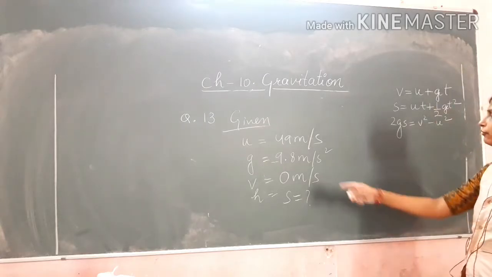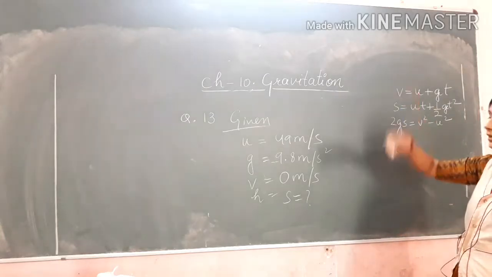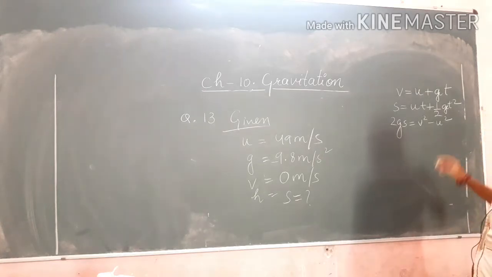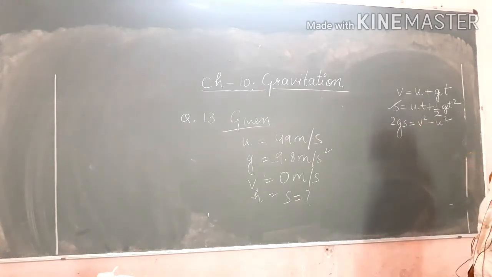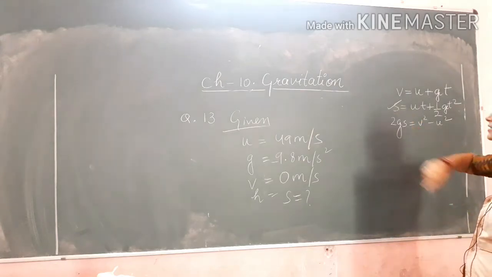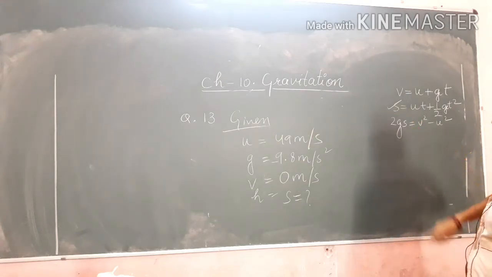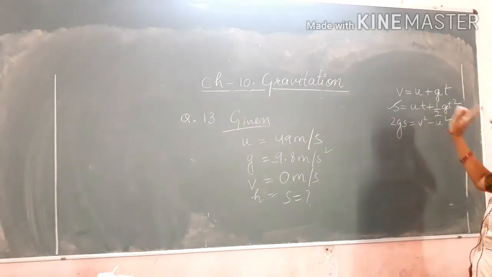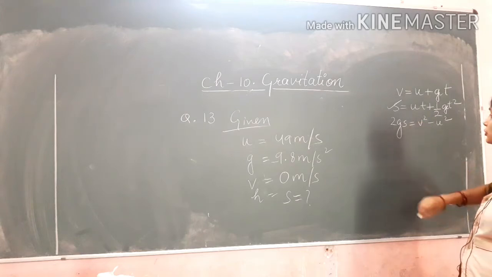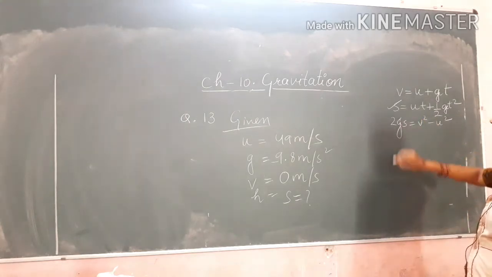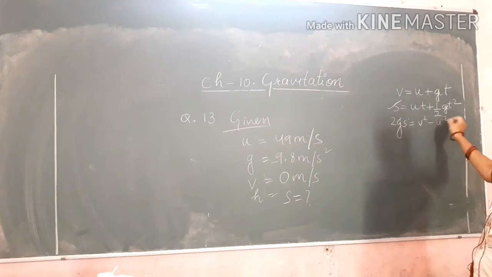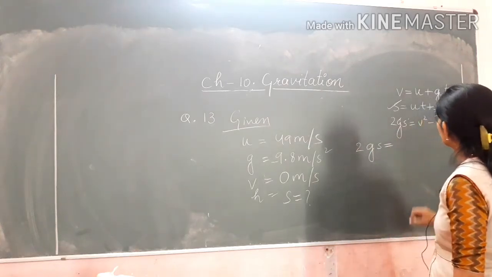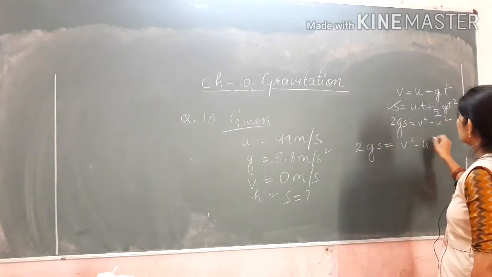Now we have to find out maximum height or distance up to which ball rises. For that, can we use second equation of motion, because here s is there and we have to find out s? See, u is given, t is not given, so we cannot apply it. Third equation of motion: g is given, s we have to find out, v and u are given. So we will apply third equation of motion, that is 2gs is equal to v square minus u square.